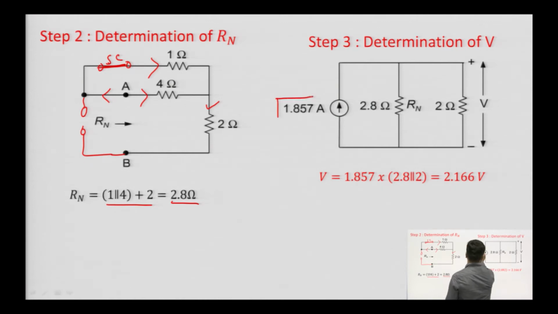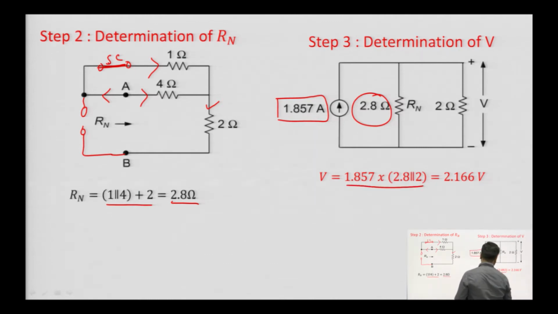So, we have ISC of 1.857 ampere, 2.8 ohm is RN, and in parallel we have the 2 ohm across which we need to find the voltage. Since both RN and 2 ohm are connected in parallel, the voltage across RN will be equal to the voltage across 2 ohm, and it will be equal to 1.857 multiplied by 2.8 in parallel with 2. So, we will get the value of V as 2.166 volt. This is how we apply Norton's theorem in DC networks.